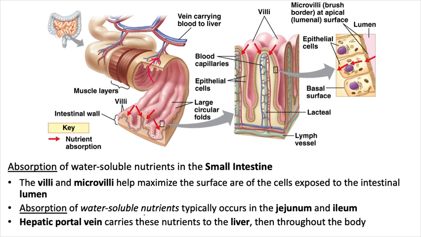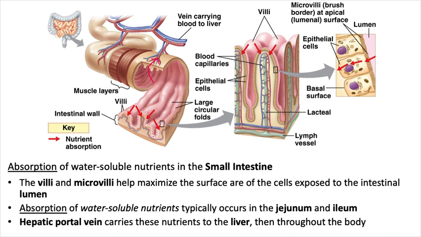So since these nutrients are water soluble, we're also going to have the absorption of water as well in the small intestine, and the absorption will occur in the jejunum and the ileum, which are the second and the third portions of the small intestine.